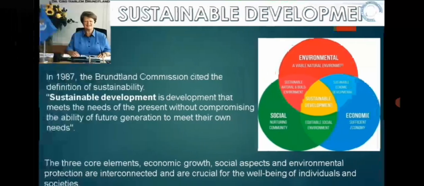Sustainable development. In 1987, the Brundtland Commission gave the definition of sustainability. Sustainable development is development that meets the needs of the present without compromising the ability of future generations to meet their own needs. For sustainable development to be achieved, it is crucial to harmonize three core elements: economic growth, social aspect, and environmental protection.